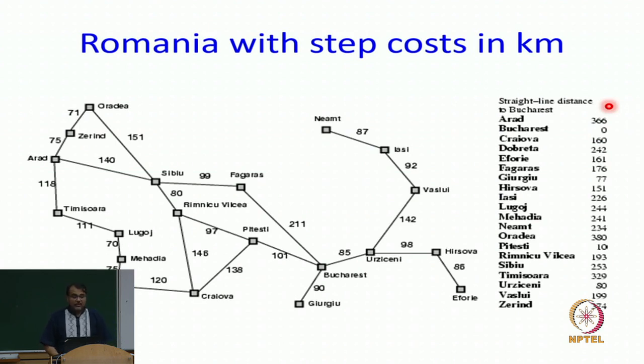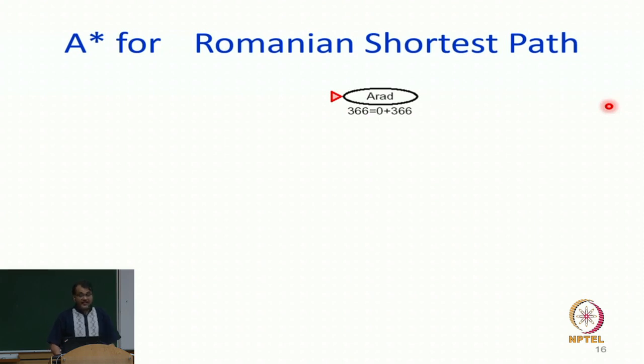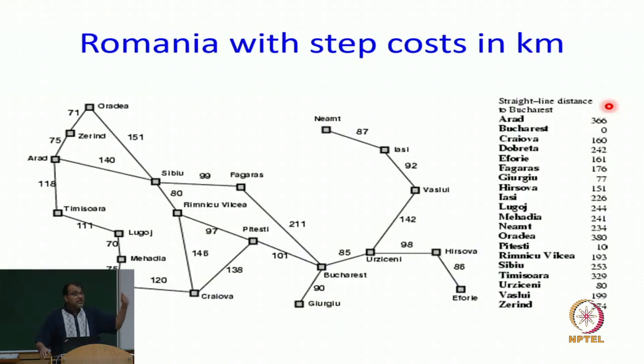So, initially this is the only node in the fringe, but then when I expand, I will expand to 3 possible nodes in the fringe. The 3 nodes would be Zerind, Sibiu and Timisoara. Everybody with me? This is the first child, second child and third child. Now, we need to figure out which node to expand further. So, let us look at them.